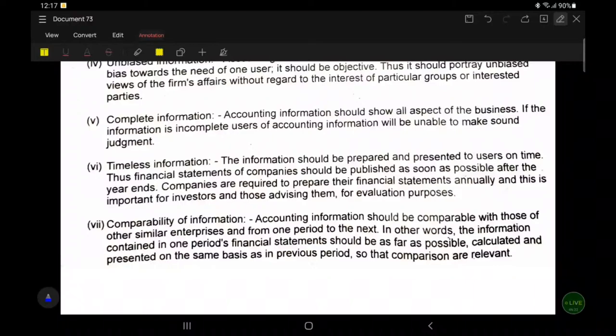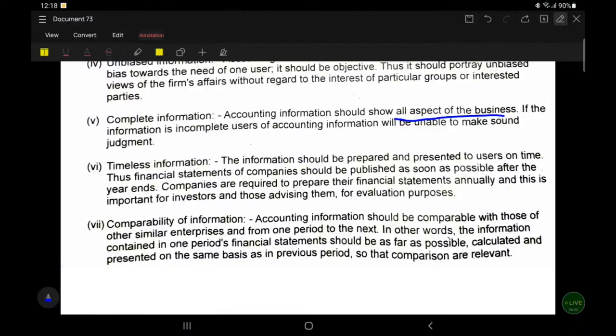So accounting information should show all aspects of the business. If the information is incomplete, users of accounting will not be able to make sense of it. So meaning that all the aspects of the accounting information have been included and no part is being left out. That's what we call completeness of accounting information. You also have timeliness. Timeliness of information here means that if the accounting information should be relevant for making better decisions, it should be presented on time so that users can make better decisions. That's what we call timeliness of information.